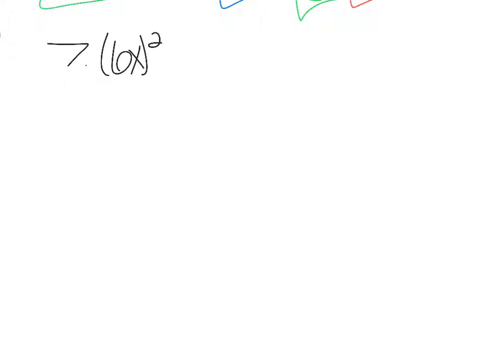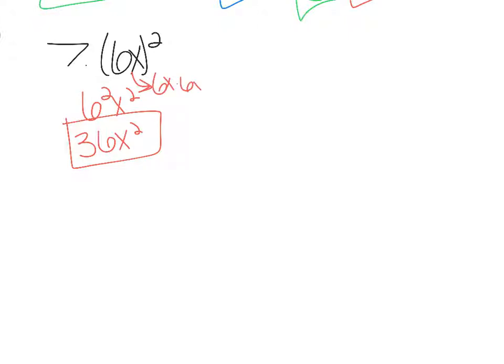This is that second rule from today that says if you take the power of a product, you can take 6 squared and x squared, and it's the same thing. Well, 6 squared is 36, x squared we leave as x squared. And remember, the reason why this rule works, (6x) squared means 6x times 6x, which is where the 6 squared and the x squared comes from.